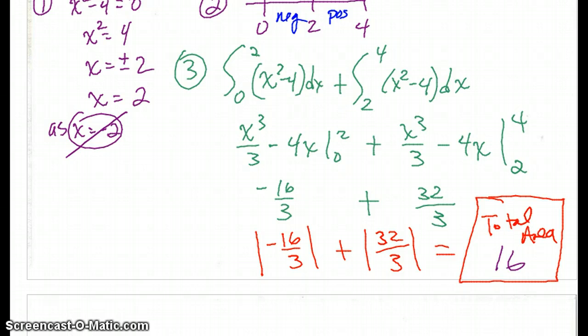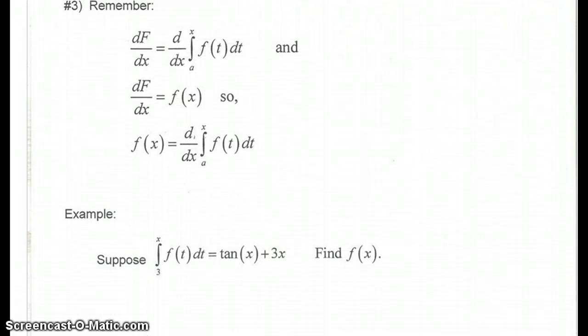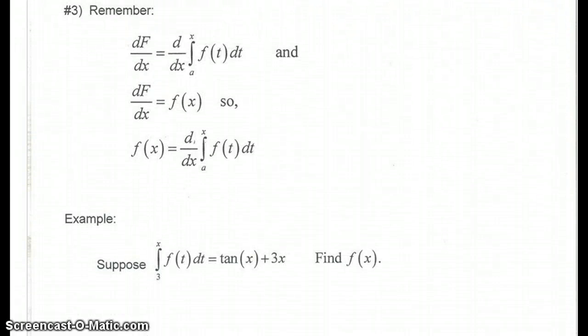Key concept number 3. Remember the derivative of our capital F function versus f of x. Now, when we talk about the big function capital F versus our regular function f of x, here are some things to remember. Therefore, let's look at an example. Suppose the integral from 3 to x of f of t dt is equal to tangent of x plus 3x. Find f of x.